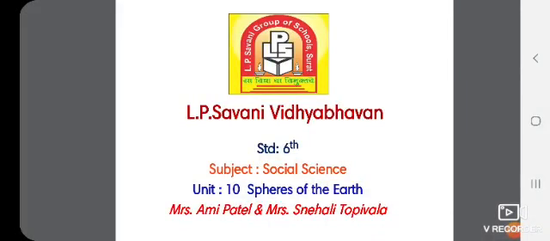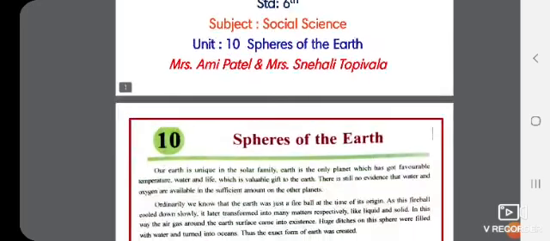Today we are going to learn about chapter 10, that is spheres of the earth. Now, what do you mean by spheres of the earth? It means what the earth is made up of. There are four spheres of the earth, and the earth is made up of all these spheres, that is lithosphere, hydrosphere, atmosphere, and biosphere. And how it is useful in the formation of the earth we will see in this chapter. So let's start the chapter.